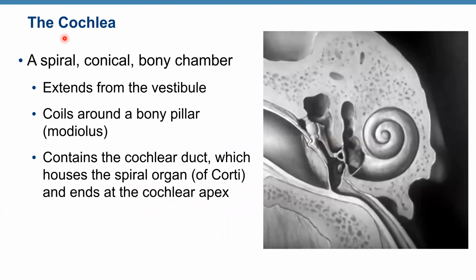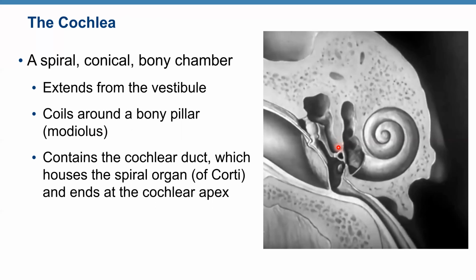The last part over here is the cochlea. Now, the cochlea is involved in hearing. The cochlea is a spiral, conical, bony chamber, right? So the cochlea is a bony chamber. It's shown right here. And it extends from the vestibule and coils around a bony column, a pillar, called modiolus.